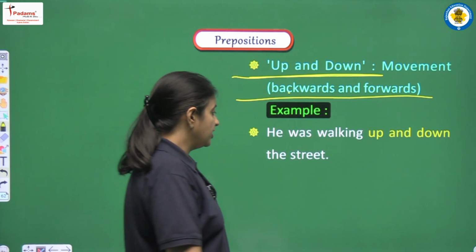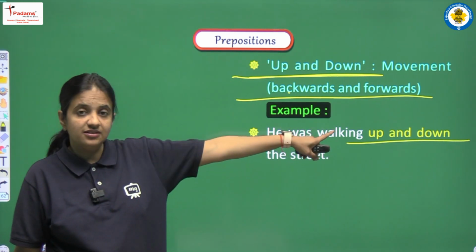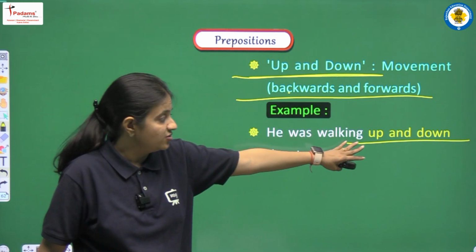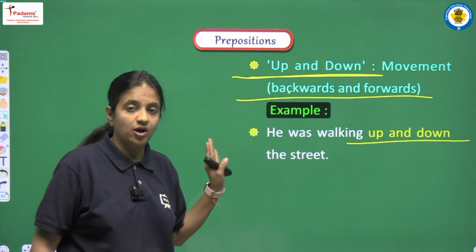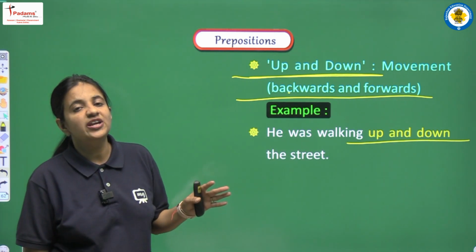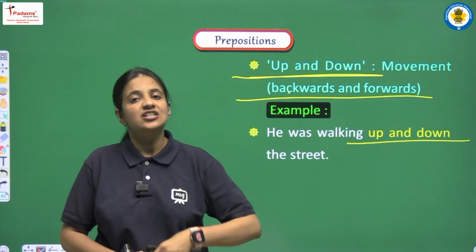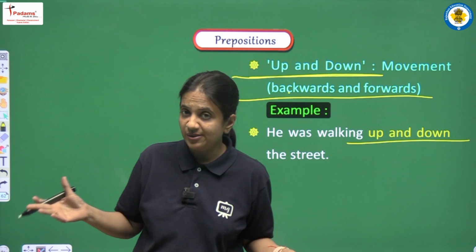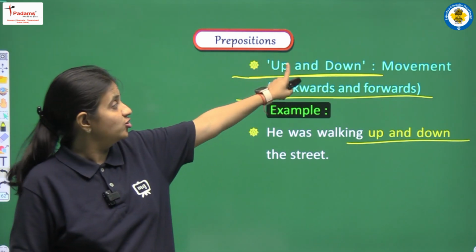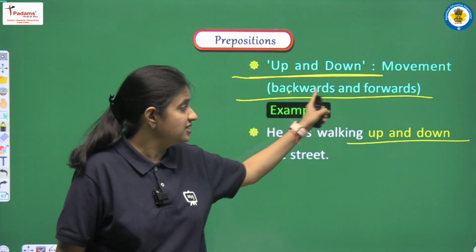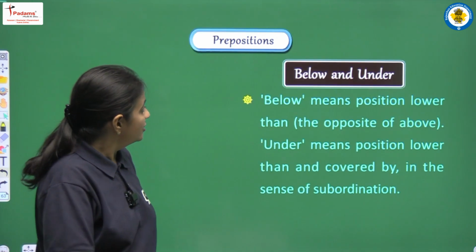So let's see the example. He was walking up and down the street. So this sentence has up and down together. It means he was walking backward and forward in the street. Yes, so up and down are two different prepositions. They have their own uses, but they can be used together if we want to have this kind of meaning in the sentence. Okay, moving on.